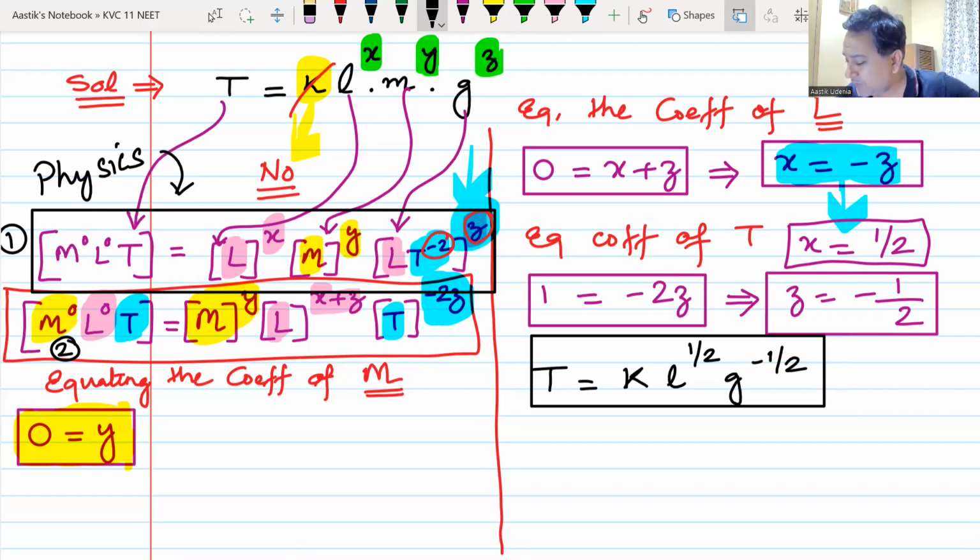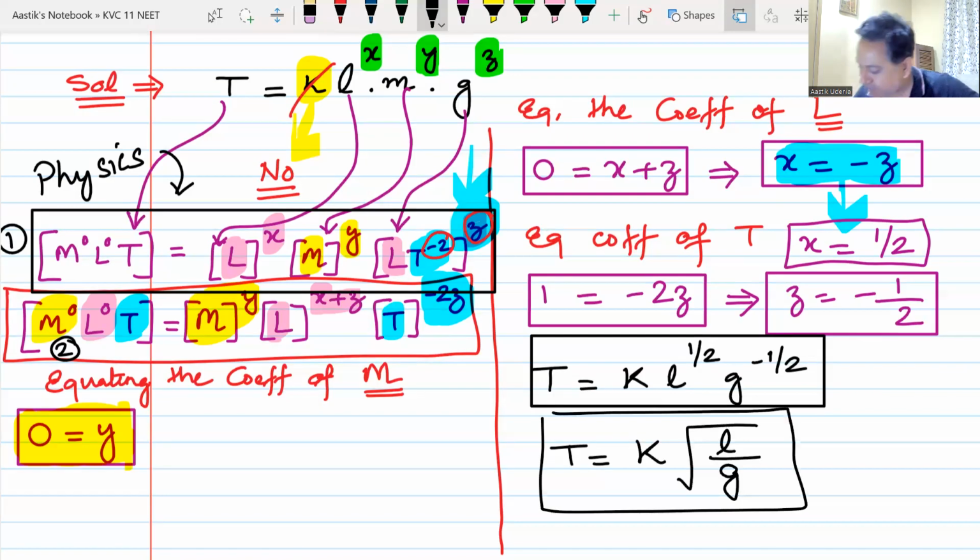It may not look very enticing this way, so I can write this in the way it is normally written: k times root over L by G. Can I not write it like this? Do we all understand this? I can write it like this. Yes or no? Yes, sir. So this is the possible formula of T.